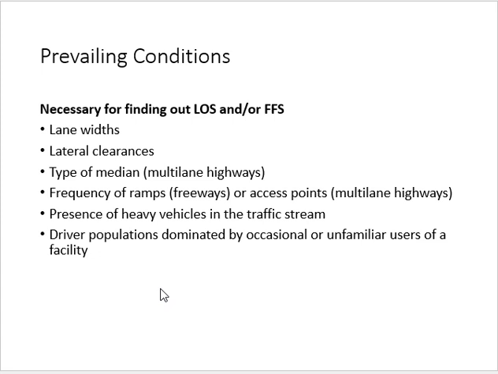When you are doing the analysis for the level of service, you need to know some conditions of the road. They are calling them prevailing conditions. Prevailing means existing, current. Okay, what are the conditions you need to know? You need to know the lane width. Okay, you understand lane width, right? You need to know lateral clearance. Okay, what is lateral clearance? From the lane to any side object.